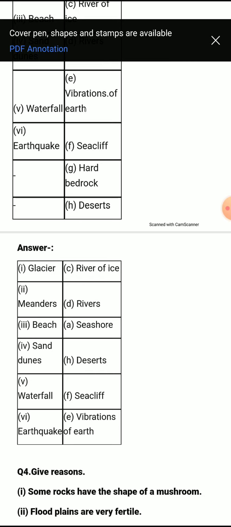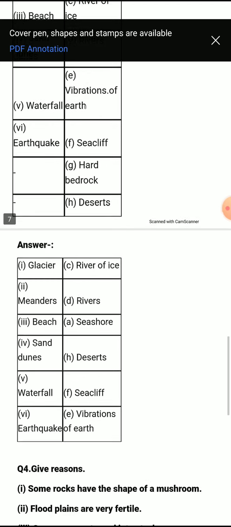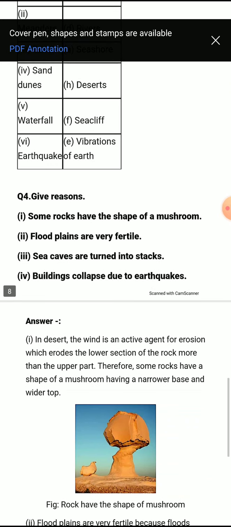Only one option is remaining, and that is what? Related to earthquake, vibration of the earth, because an earthquake happens only through the vibration of the earth. When the molten magma is moving inside the earth, sometimes some kind of vibrations happen, and due to those, the earthquake occurs.